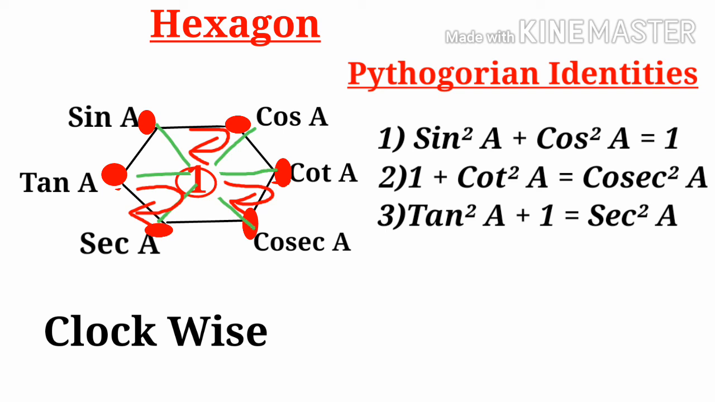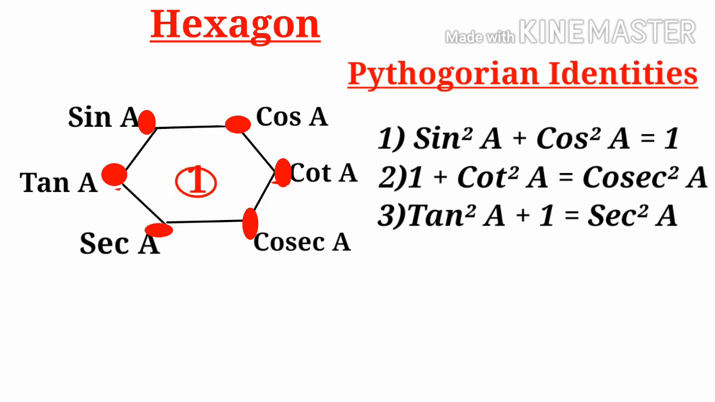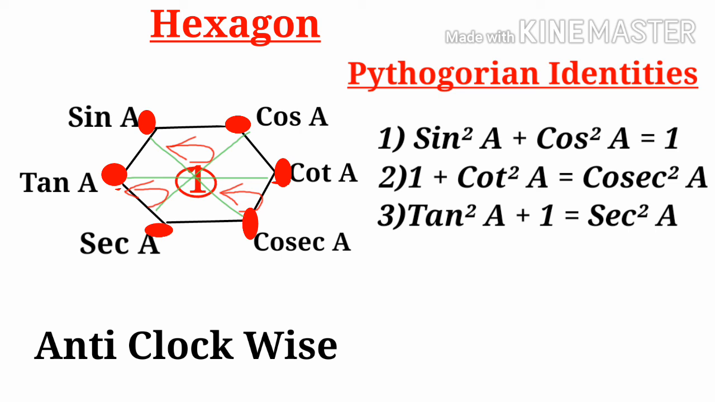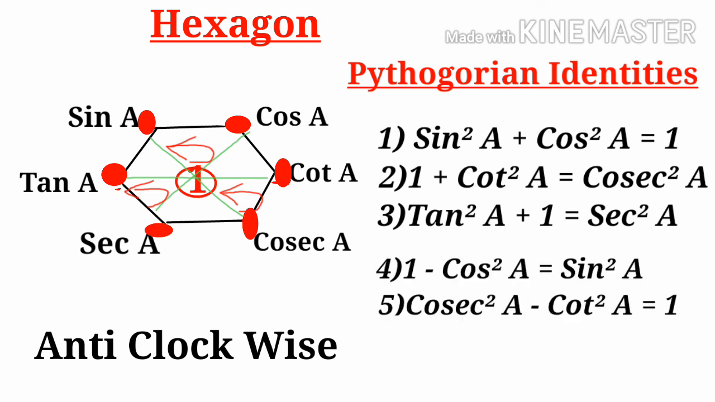We define Pythagorean identities. In the clockwise direction, take sin A, cos A, 1. That is sin square A plus cos square A is equal to 1. In the same way, take 1, cot A, cosecant A in the clockwise direction, then 1 plus cot square A is equal to cosecant square A. In the same way, the third identity. If we take it in the anticlockwise direction, that is 1, cos A, sin A, with minus, so 1 minus cos square A is equal to sin square A. In the same way, cosecant square A minus cot square A is equal to 1. In the same way, the remaining ones.